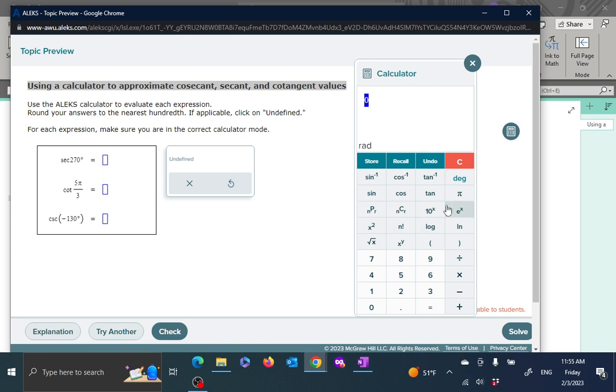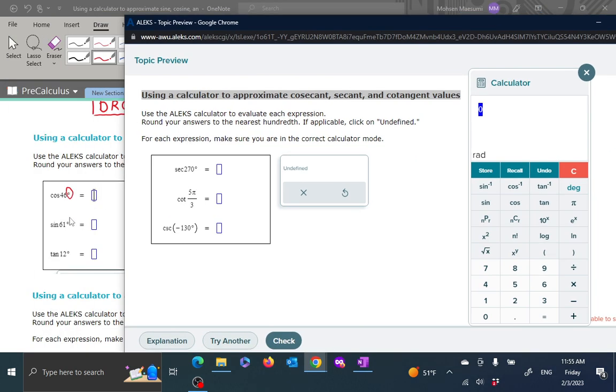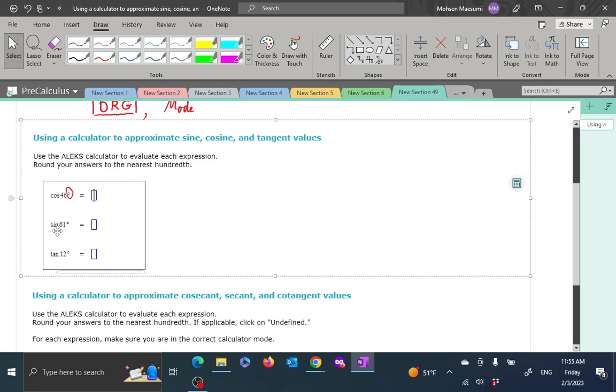So again, the main issue is that you're choosing between degrees and radians. That's the toggle switch here, and there's a pi in case you need it. Your 3 basic trig functions, sine, cosine and tangent, are here, and that's how you do these exercises. Other than that, we are all good to go. So sine of 61 degrees and tangent of 12 degrees, no problem with any of those.